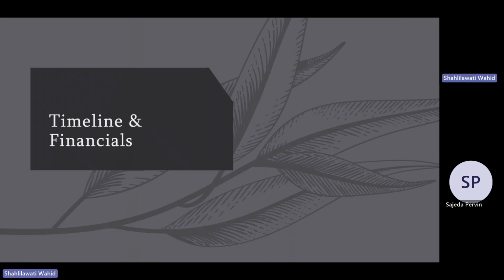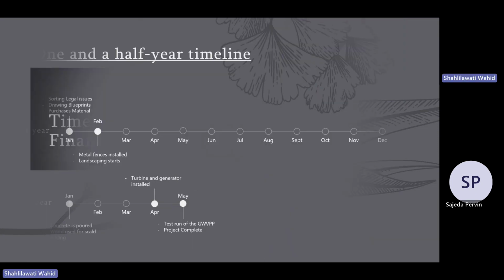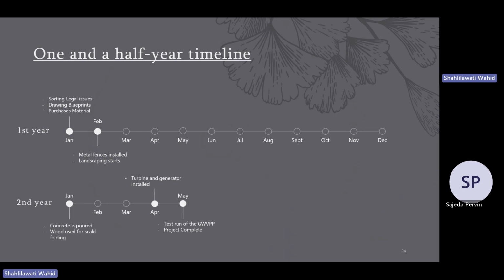Now let's move on to the timeline and financials. We expect our project to be done in around 1.5 years. Starting on the 1st day of January, we'll be sorting out legal issues, drawing blueprints, and purchasing materials. We'll start to install metal fences and landscaping from the 1st day of February to the 1st day of December.